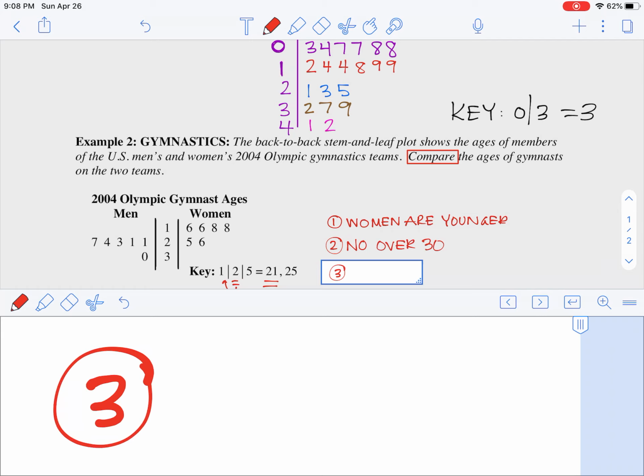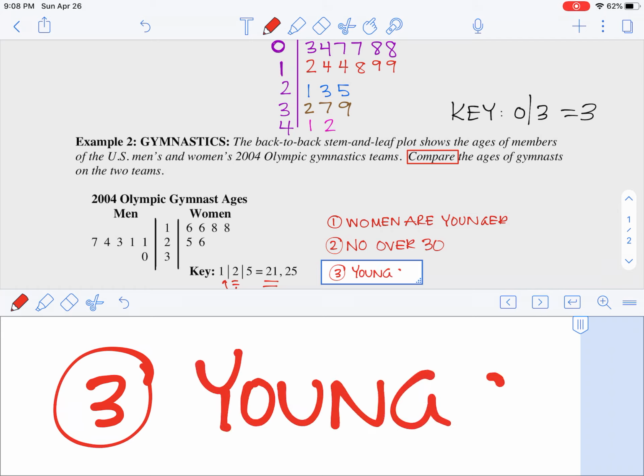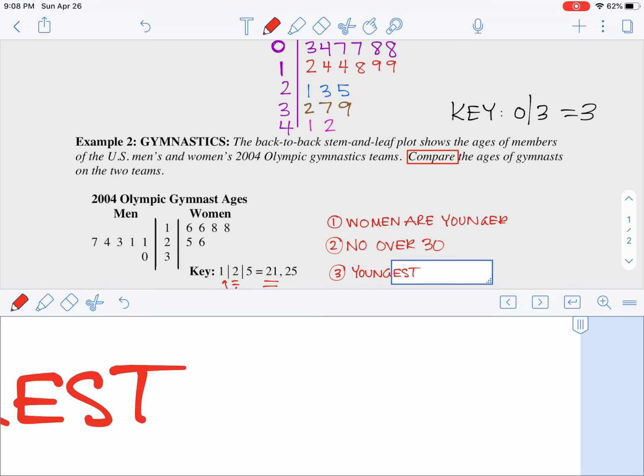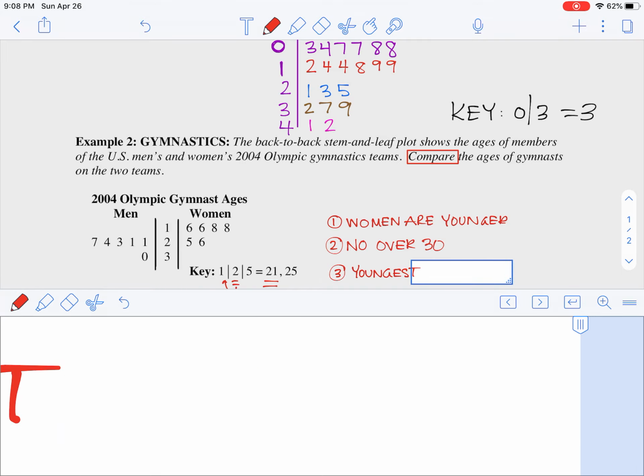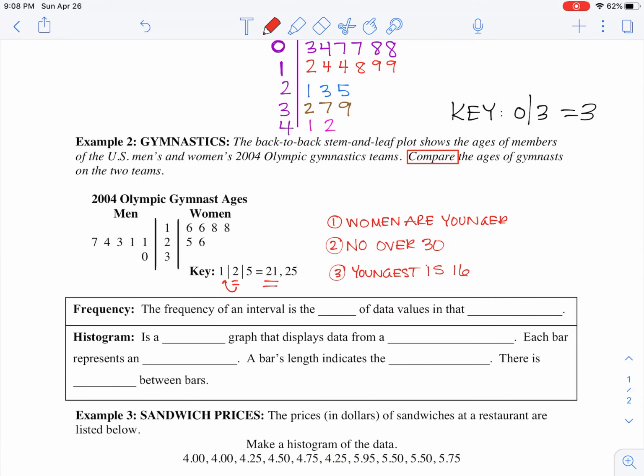Another observation is that the youngest one is 16, which I believe might be the age you have to be able to compete in the Olympics. I'm not sure if it's any event, but for gymnastics. So it's really easy to see these quick observations when things are organized in this fashion.